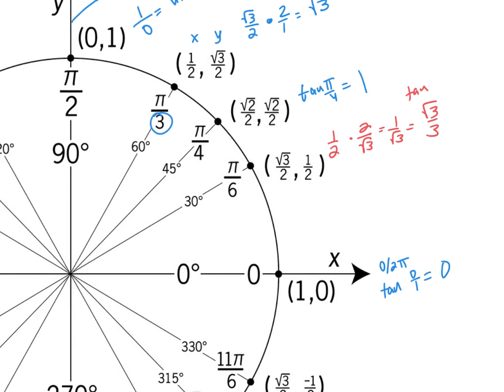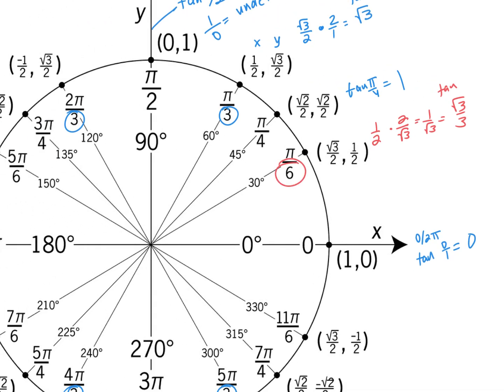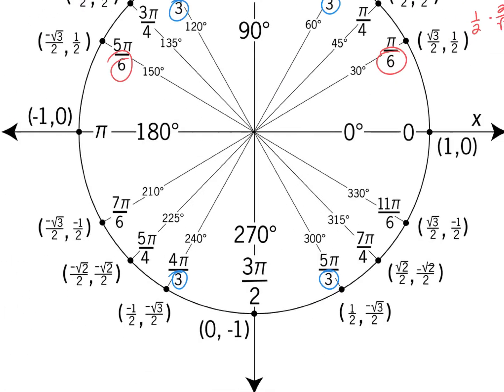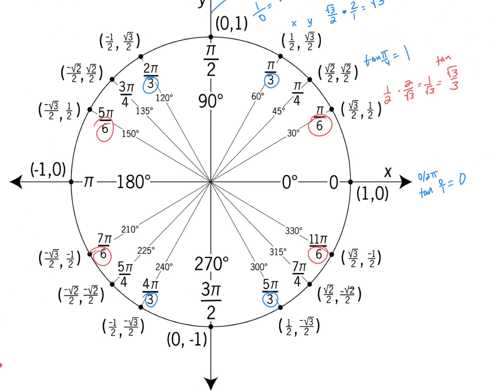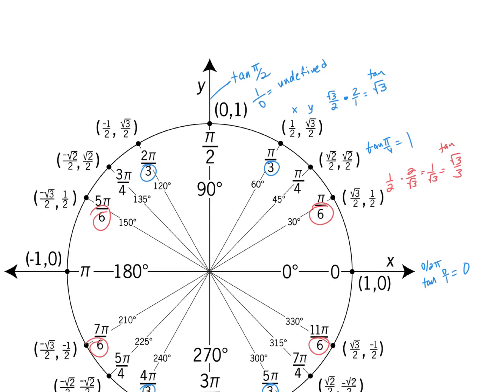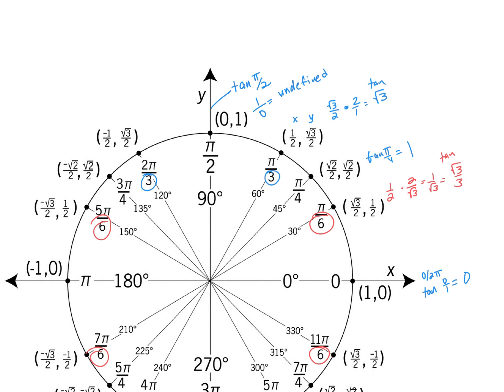So any ordered pair, any angle that's over 6, is going to give me what kind of a tangent? What's it going to be? Square root of 3 over 3, whether it's positive or negative. So if you know the first quadrant tangents, you don't even have to think anymore. If you don't, no big deal. Just put the y over the x.